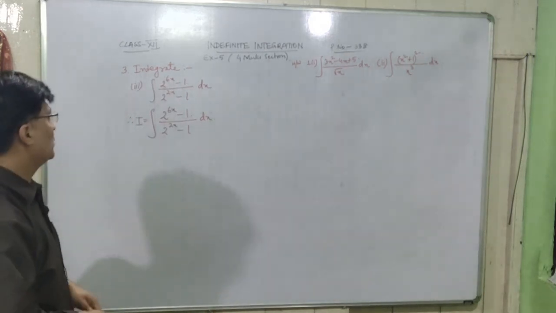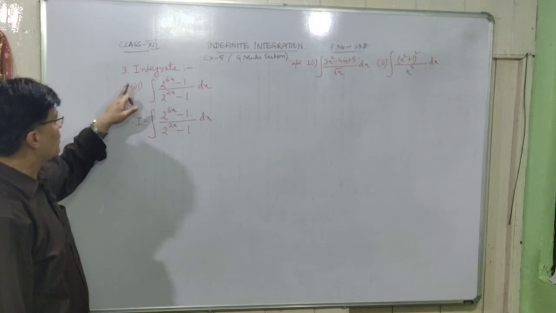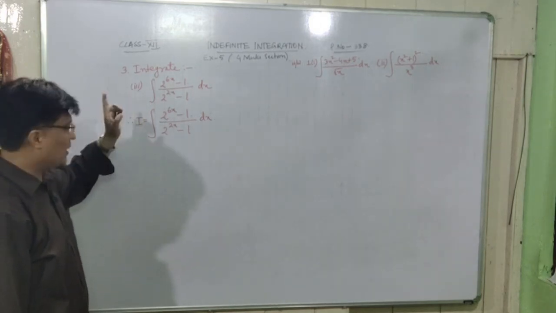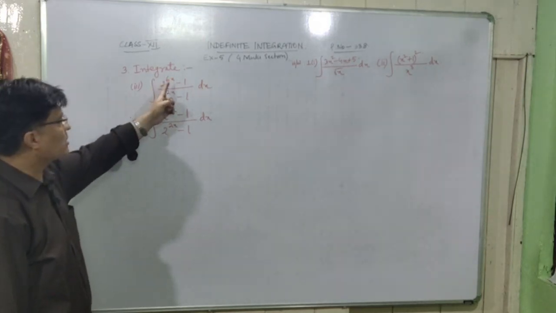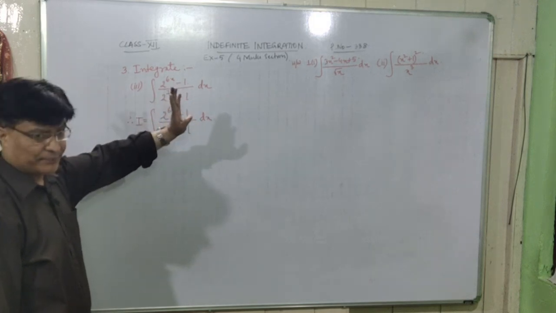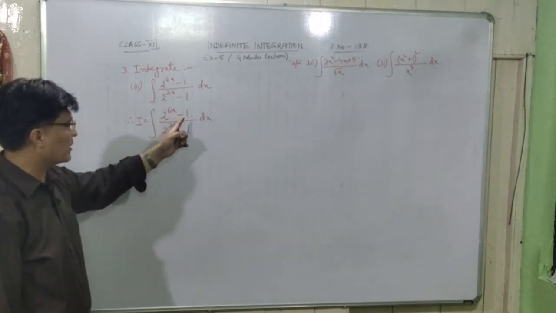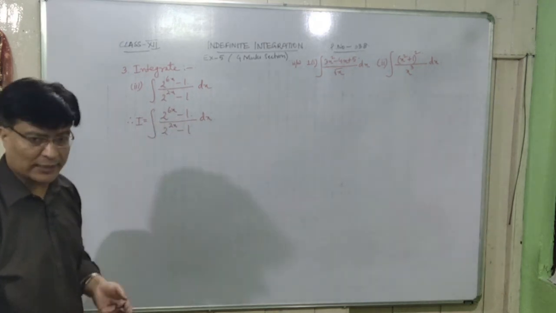So now we'll do the next question, that is question number 3. So let us integrate 2 to the power 6x minus 1 divided by 2 to the power 2x minus 1 dx. So let us write capital I is equal to integral sign 2 to the power 6x minus 1 divided by 2 to the power 2x minus 1 dx.